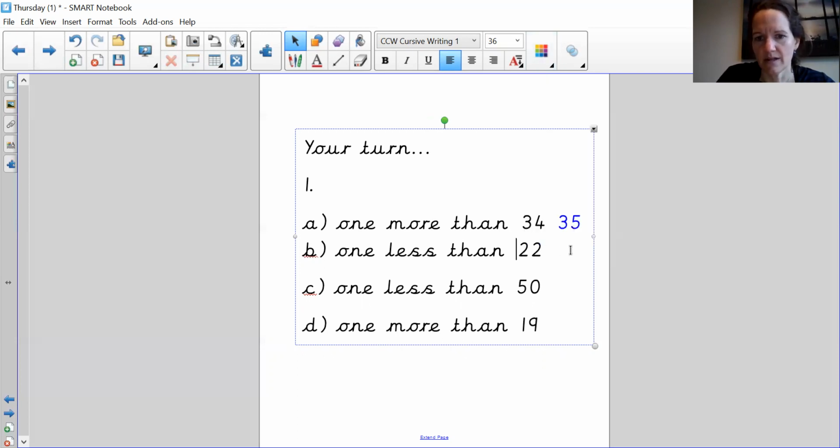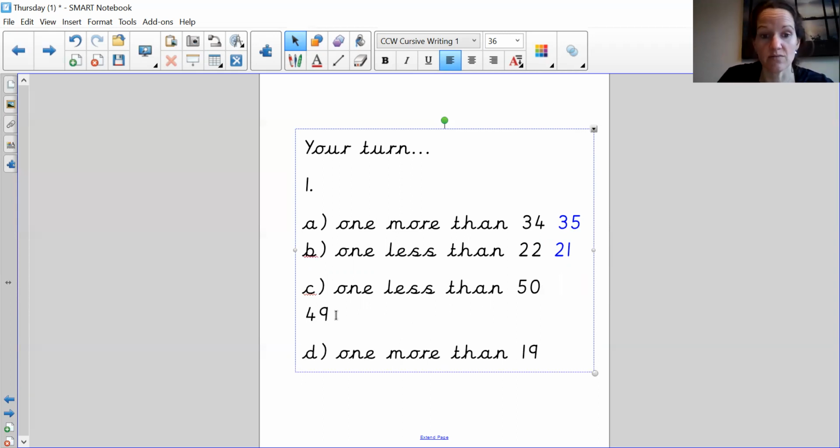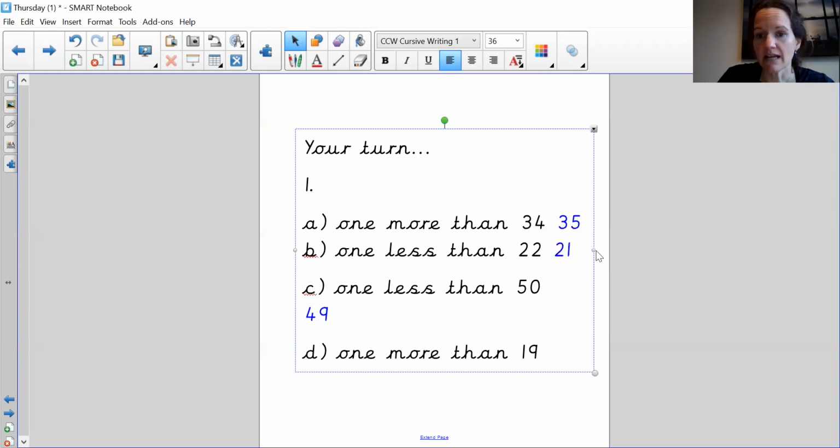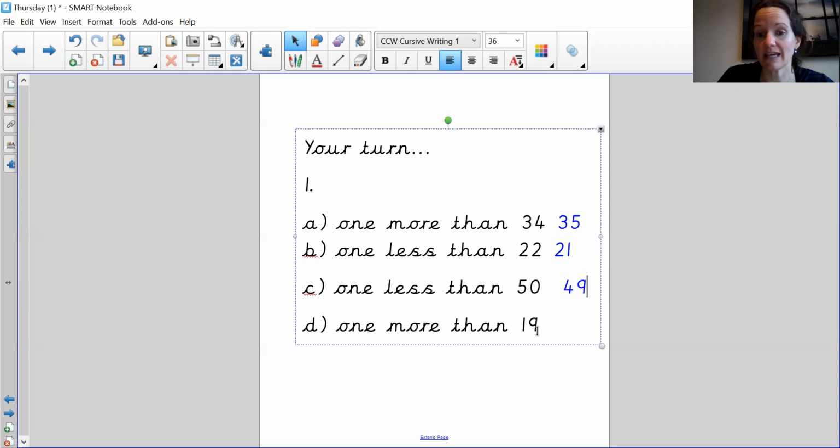Okay, so what is 1 less than 22? Look at your page, make sure you're ticking it or putting the right answer. 1 less than 22? 21. Okay, well done. Now, what about this one? 1 less than 50. What did you write down? Well done if you said 49. That's right. So remember, make sure that you are giving yourself a tick. And if you got it wrong, don't change your answer. Just write the answer next to it so I can see that you've corrected it, okay?